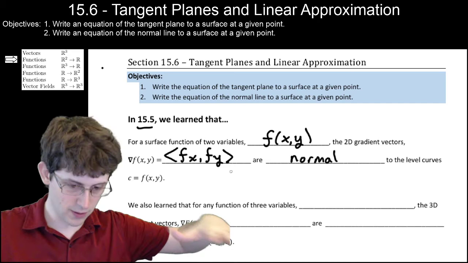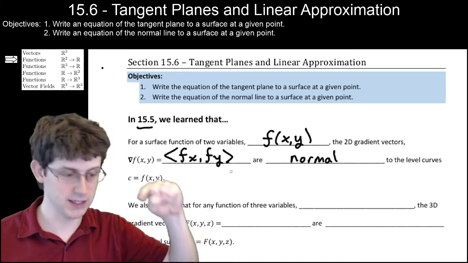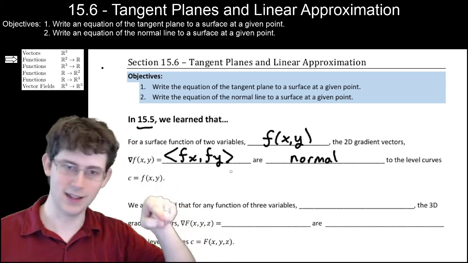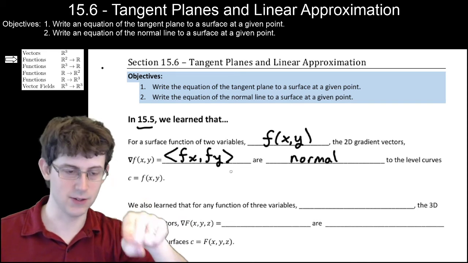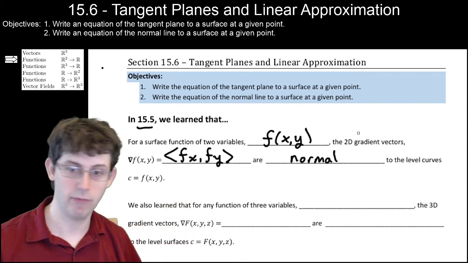So if you're looking at a contour map and you want to know how to get uphill as fast as possible, you don't walk along the level curves. That'll keep you at the same altitude. Instead, walk normal to the level curves.